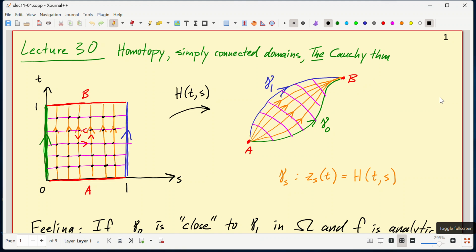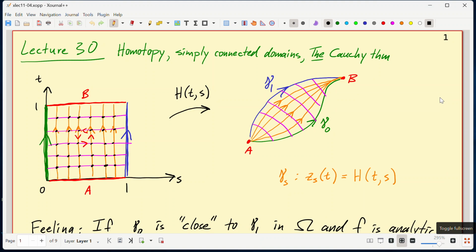I'm going to prove the Cauchy theorem, because we haven't been able to do it yet because I haven't talked about what a simply connected domain is. And so today I'll finally get to the official mathematical definition of simply connected domain. But before I get to that, last time I defined what a homotopy was between curves with fixed endpoints.